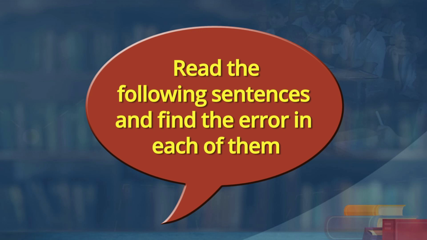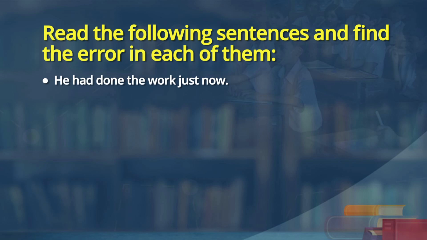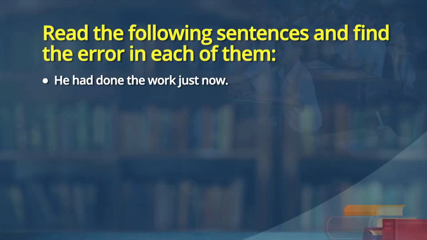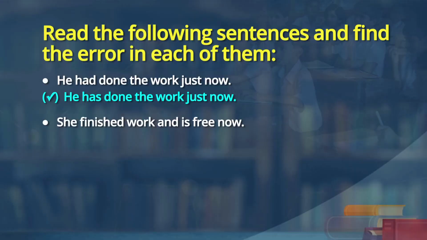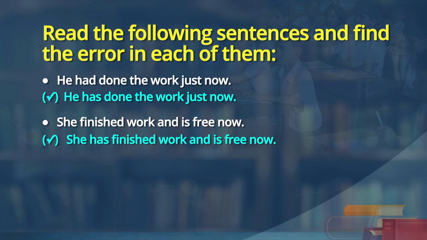So, here is another task for you. Each sentence has an error, you will have to correct it. Okay, sir. Let us see the first sentence which appears on your screen. He had done the work just now. What is the error there? How will you correct it? Instead of had, there should be has. Say the sentence now. He has done the work just now. Okay, it is present perfect. Then, she finished the work and is free now. So, one word is omitted. She has finished her work and she is free now.